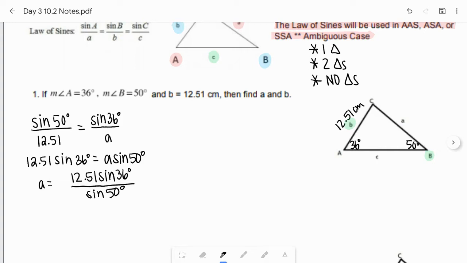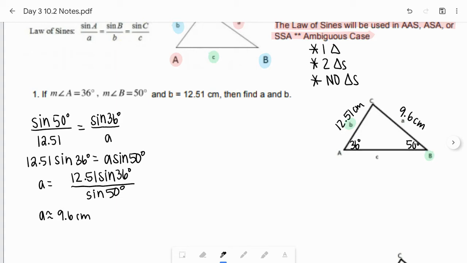We do want to type this whole thing into our calculator rather than solving bit by bit, because we don't want to worry about any rounding issues. Make sure that you are back in degree mode for your calculator. When you substitute this in, you should get that A is approximately 9.6 centimeters. Okay, so we found A, now we have to find C.